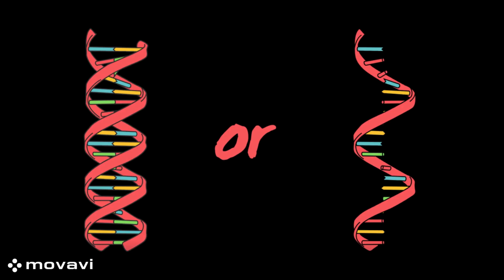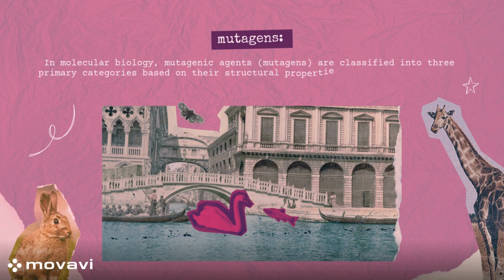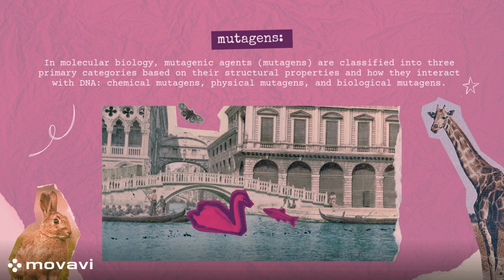So mutagens are classified into three primary categories based on their structural properties and how they interact with the nucleic acid. So these three are chemical mutagens, physical mutagens, and biological mutagens. Let's have a look at chemical mutagens.